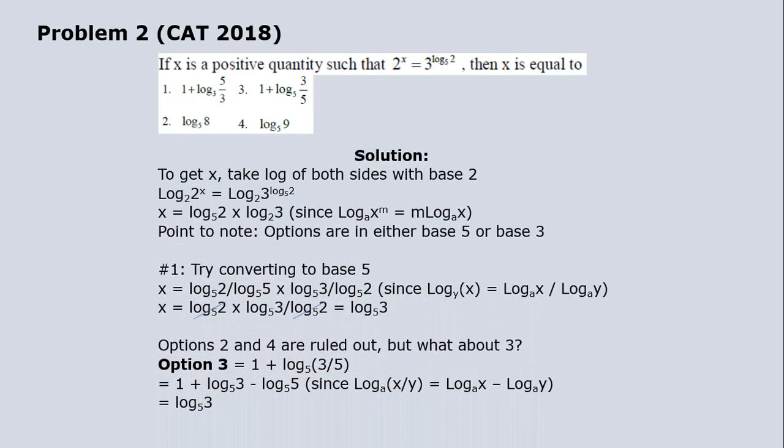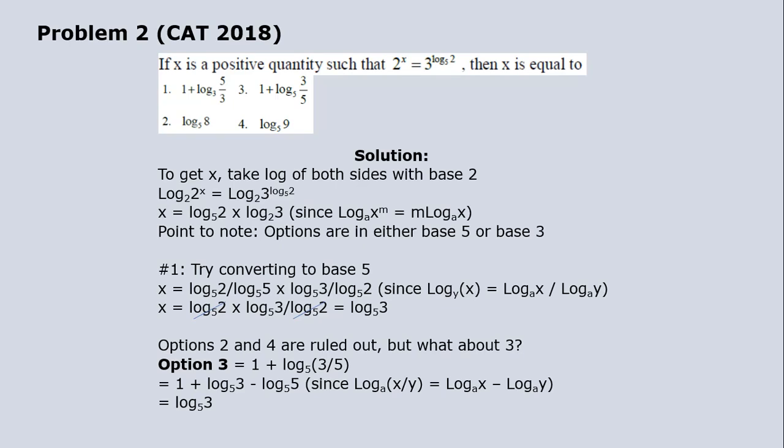Okay, so as I said, let's take log on both sides. On the left hand side, we get x, and on the right hand side, we will get log of 3 to the power log 2, which can be written as log 2 multiplied by log 3. Now comes the interesting bit. We have found one way to write the value of x, but this does not match any of the options. Maybe we need to write the answer in a different form, but what form?